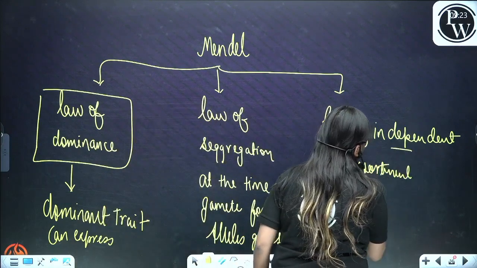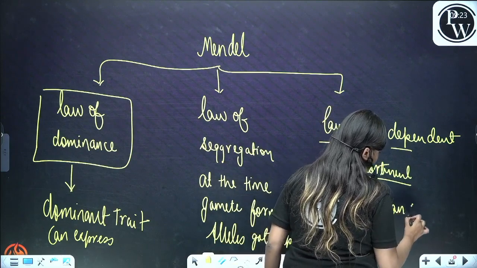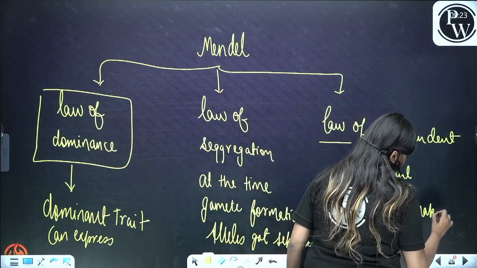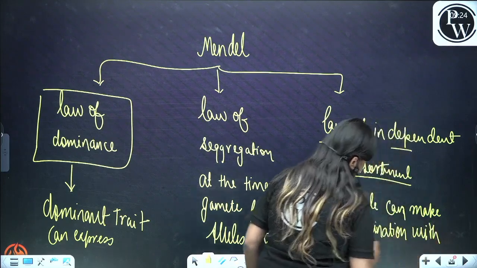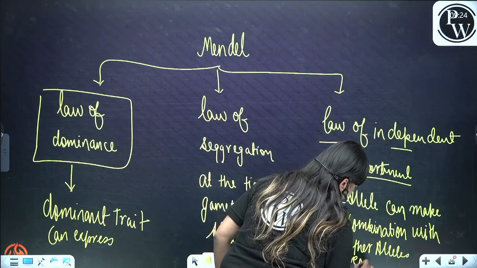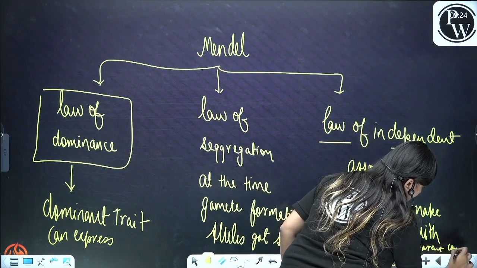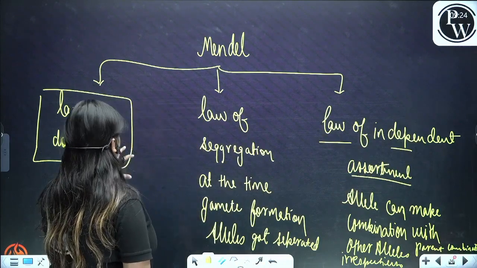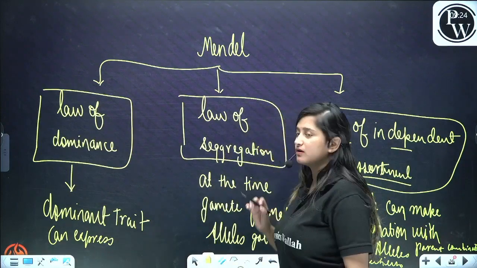Okay. What is the law of independent assortment? An allele can make a combination with other alleles irrespective of the parent combination. So these are the three laws of Mendel.